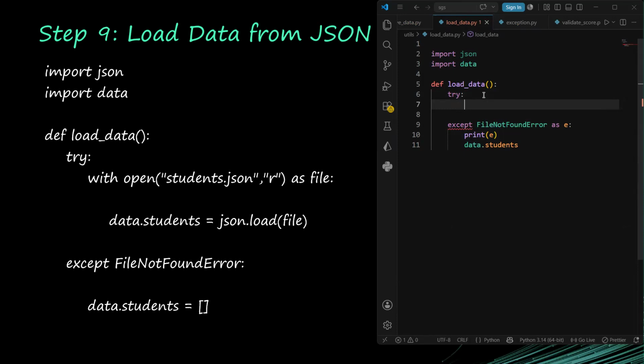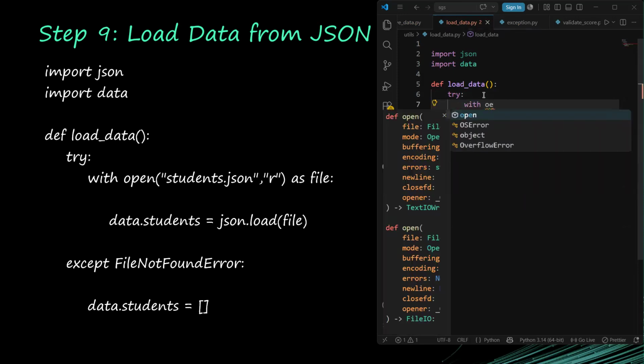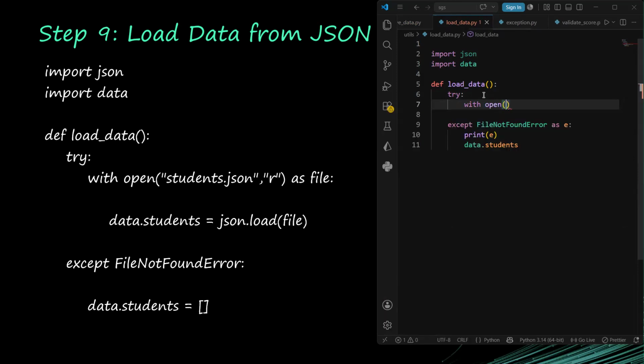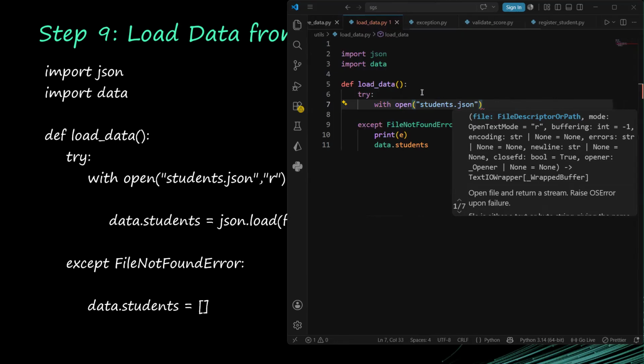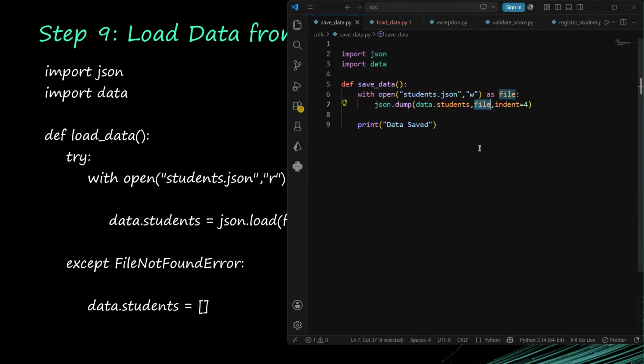So let us try and open, with open. What file do we want to open? We want to open students.json. And wait, there's a mistake. Even when we are saving the file, we should also see. You can see that we are not even using try catch here because an error could be thrown. In case the file does not exist, Python will create it.